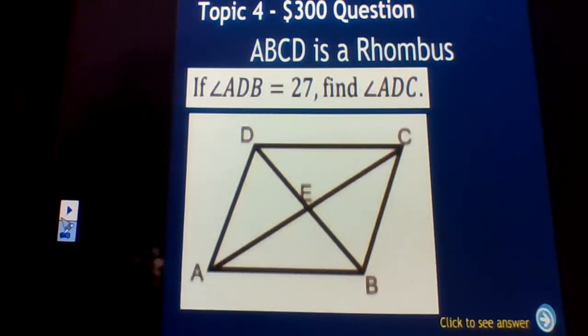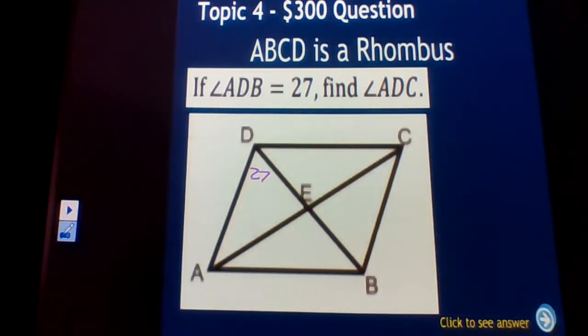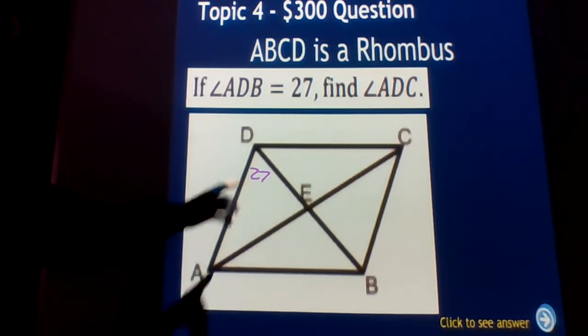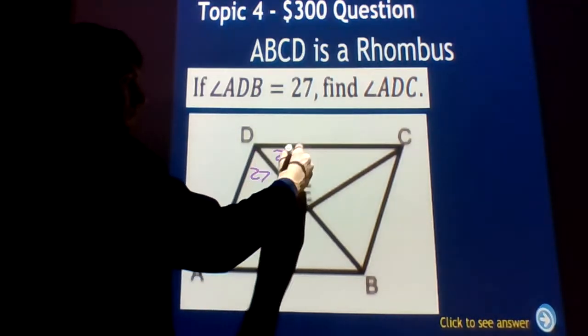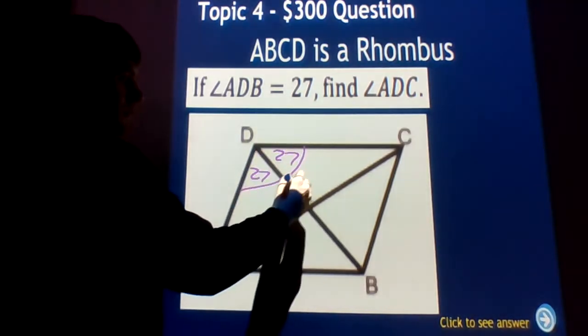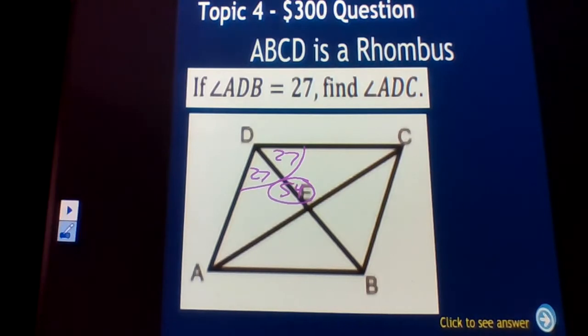Okay, a rhombus. Measure of ADB is 27. Since it's a rhombus, we know the angles are bisected by the diagonals, so this is also going to be 27. So then ADC is going to be 54. 27 plus 27 gives us 54.